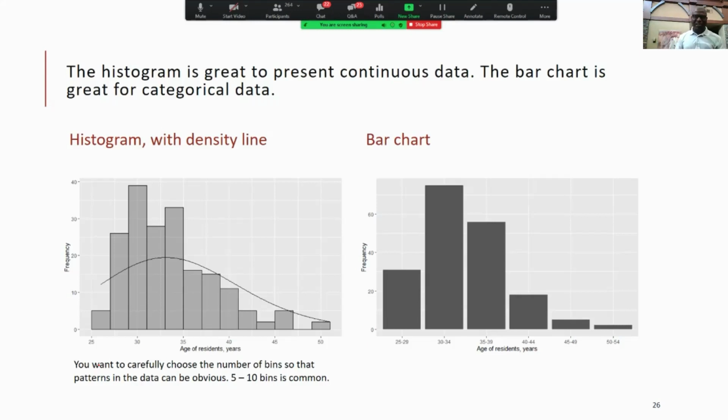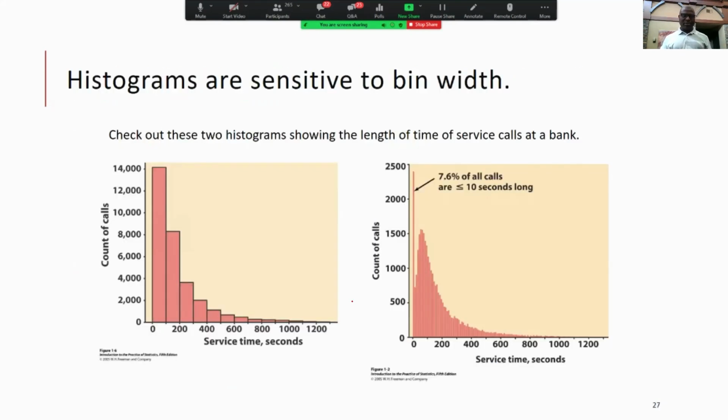The bar chart, most often, is just like the histogram, but most often the data we're talking about here is categorical data. And of course, when you're dealing with nominal data, the bar chart is often the only option that you have. Let's move on. Next slide.